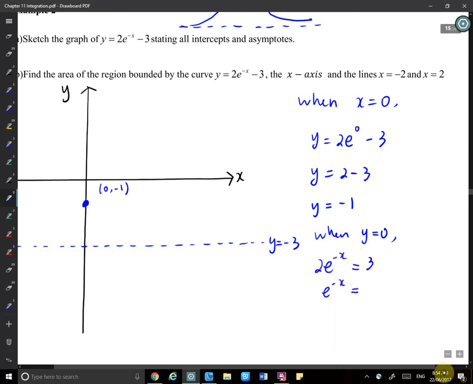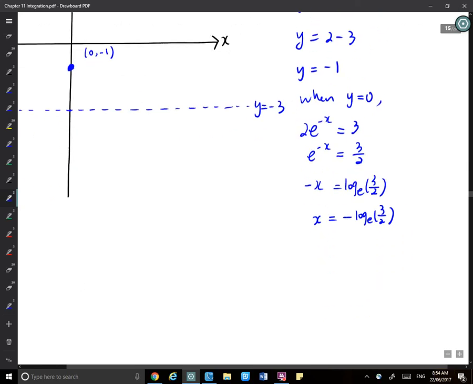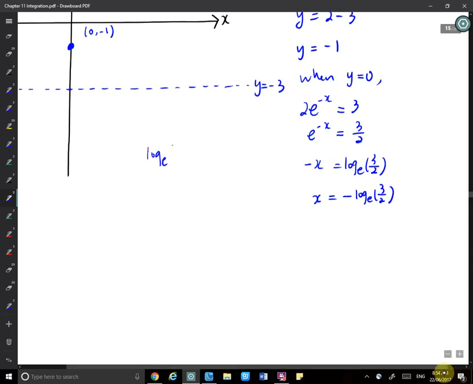e to the power of minus x equals 3 over 2. Minus x equals log e of 3 over 2. x is minus log e of 3 over 2. Or I can make this value look like log e of 3 over 2 to the power of -1. I can put the -1 onto the top, and that is log e of 2 over 3. I can put that as well. Well, this or this, both correct.